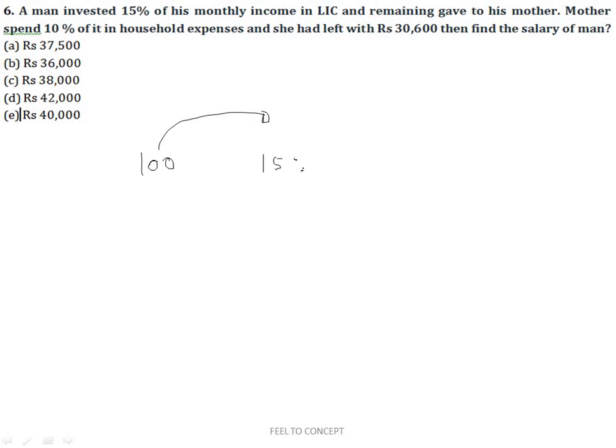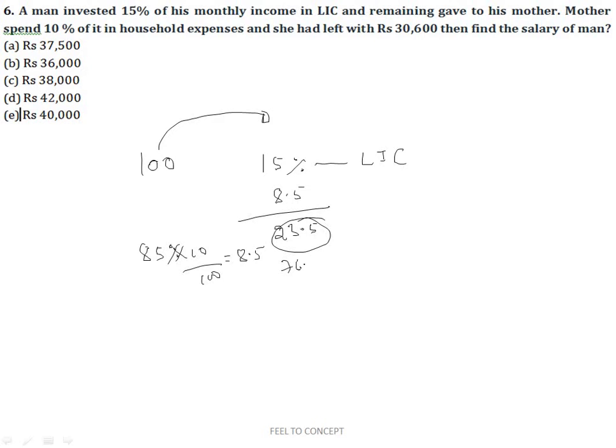15% invested in LIC. The remaining 85% given to his mother. Mother spends 10% of the 85, which should be 8.5%. Total expenditure is 23.5%. The remaining is 76.5%.